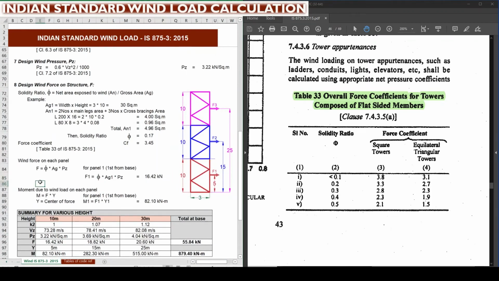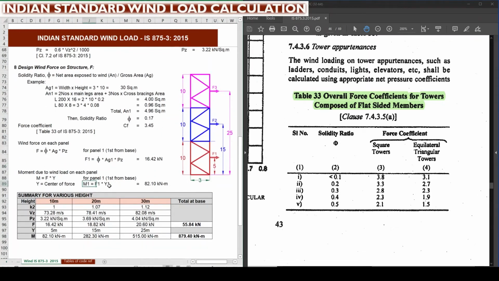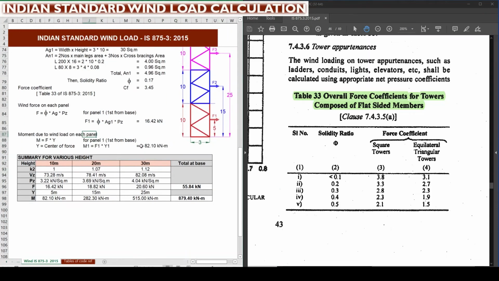How to find the bending moment or moment at the base of the first segment: M1, the bending moment, equals F1 into Y1. So this F1 is to be multiplied with 5 meter. We had arrived here that Y1 is 5 meter. Likewise, we need to calculate the moment at the base of every segment.